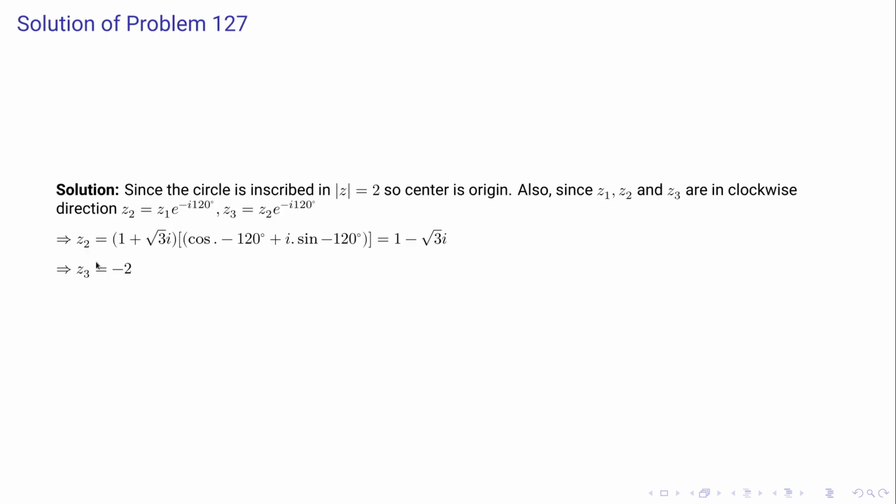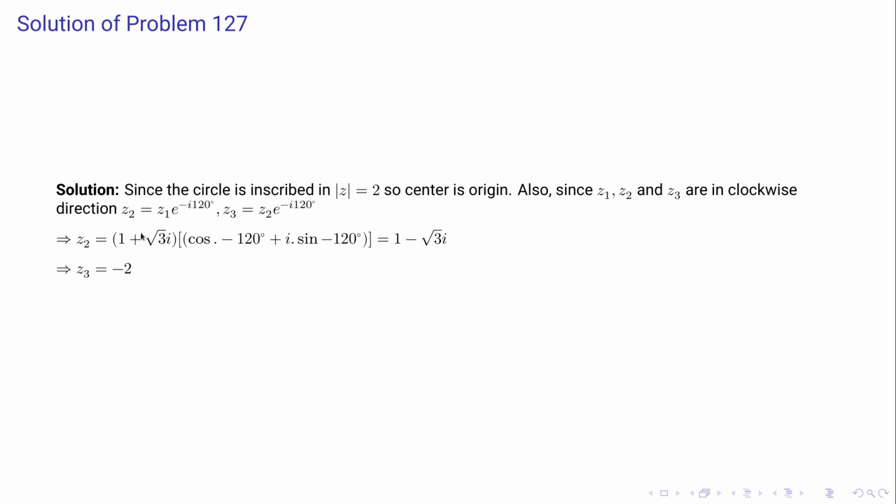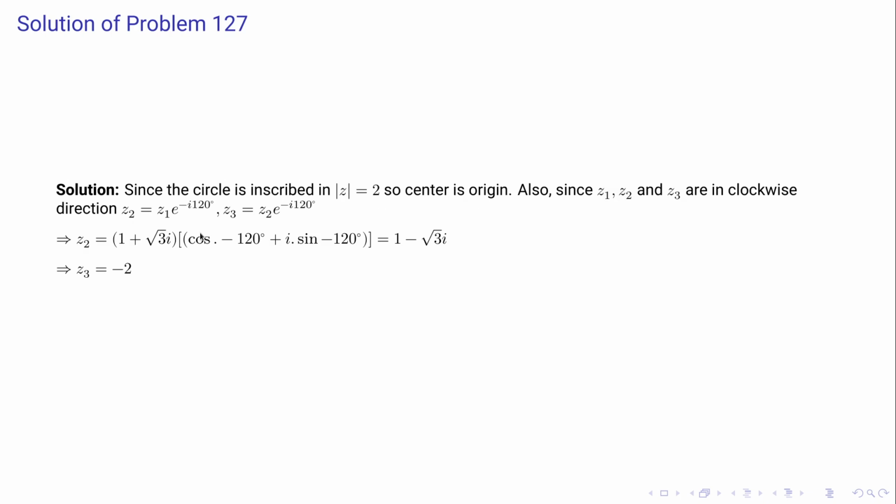Now I think there is some missing information here. Yeah, Z1 should be 1 plus root 3i. It looks like there is again a typing mistake. Yeah, Z1 should be 1 plus root 3i. That should be given in the question. So once we have Z1, we can compute Z2, which would turn out to be 1 minus root 3i, and Z3 can be further computed, which will be minus 2.